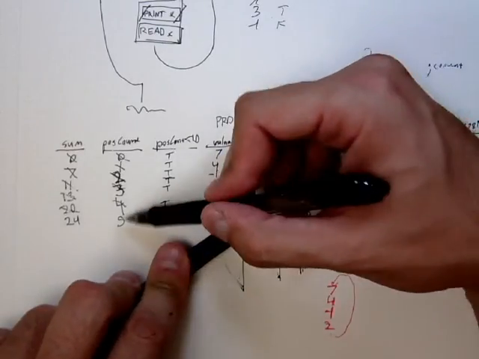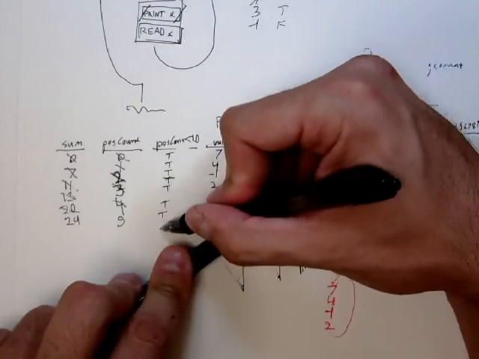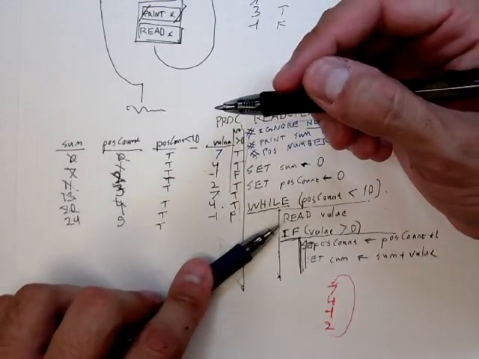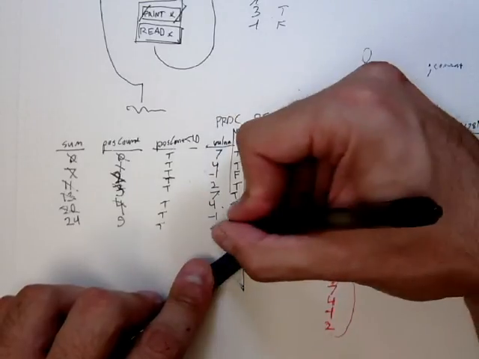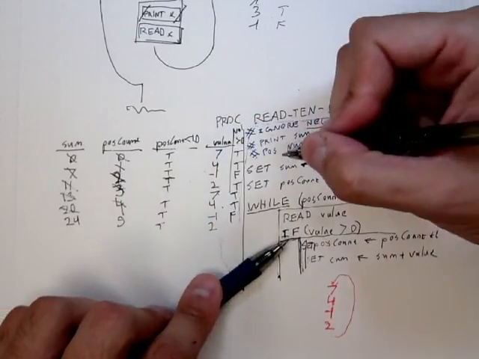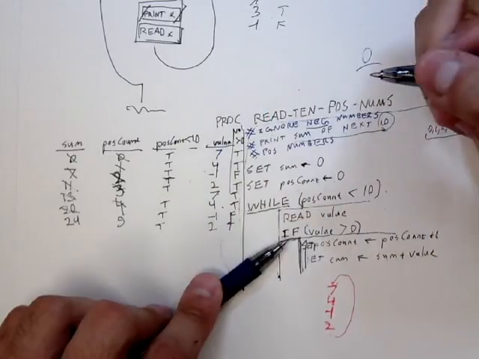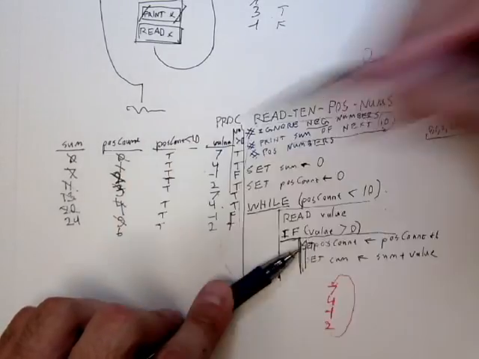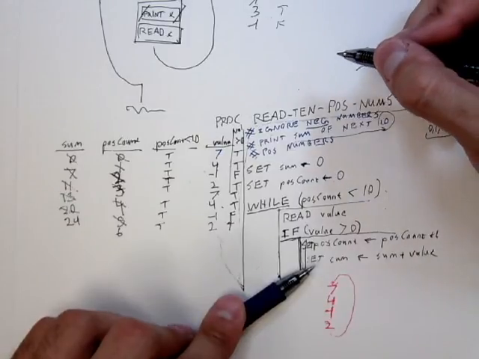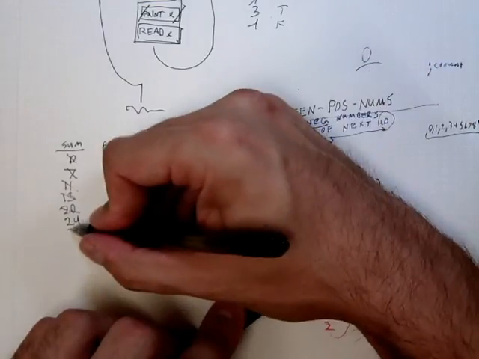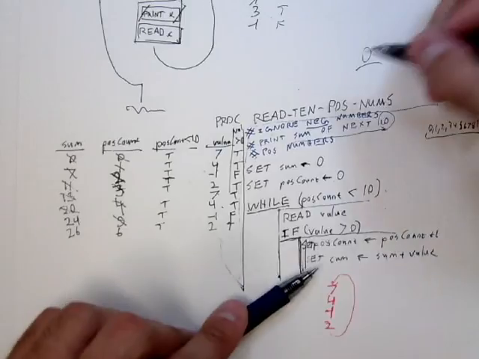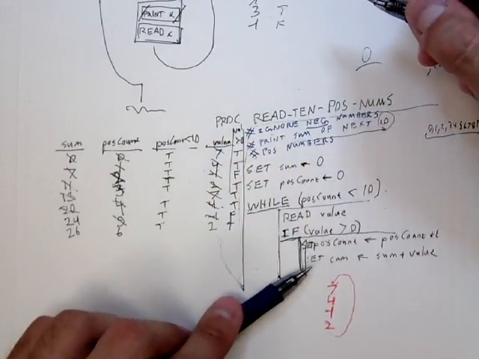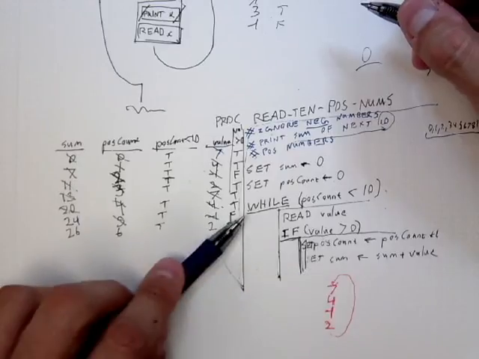Is pos count less than 10? That's true. We're going to read in value. We're going to get a 2. Is value greater than 0? That's true. We're going to set pos count to pos count plus 1. That's 6. We're going to set sum to sum plus value. That's 26 because value is a 2. We should be crossing the old ones out. And then we're going to come back to the top of the while loop.